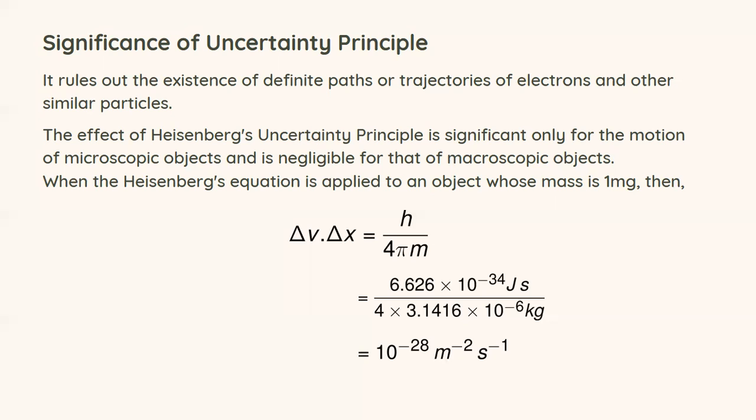Since subatomic particles are very, very small, it is very difficult for us to determine both an electron's position and velocity.